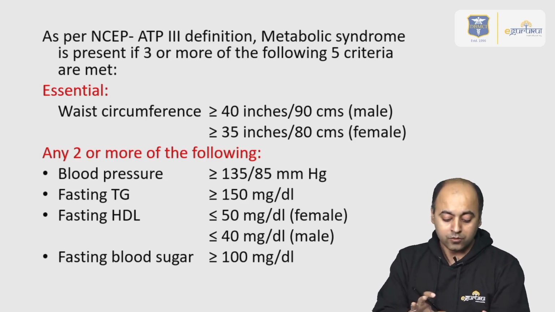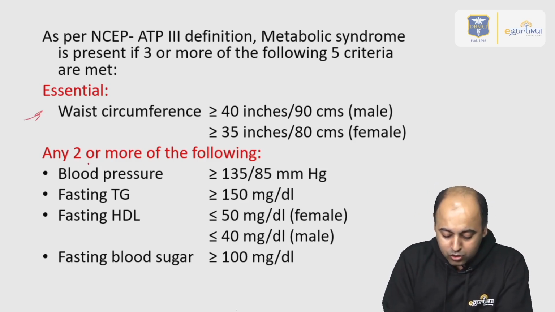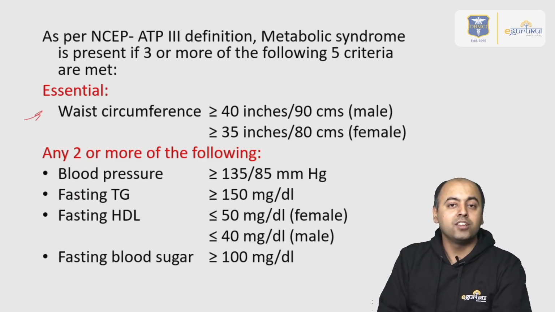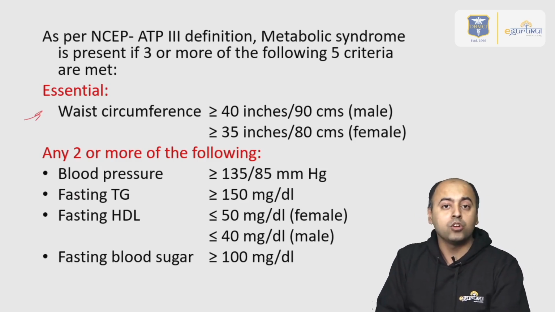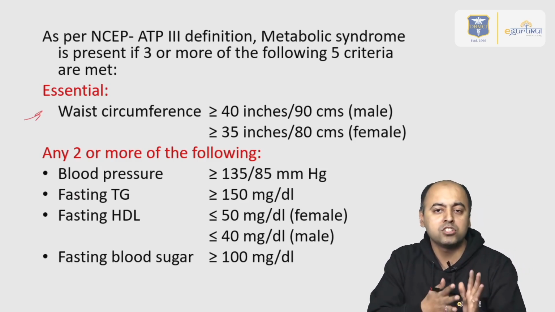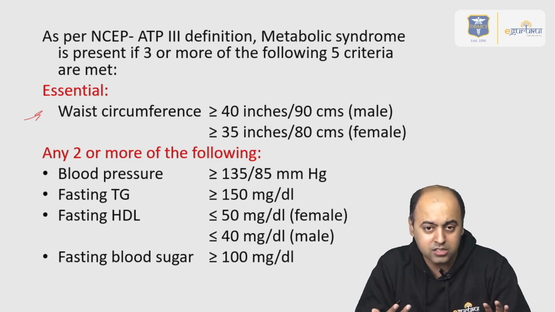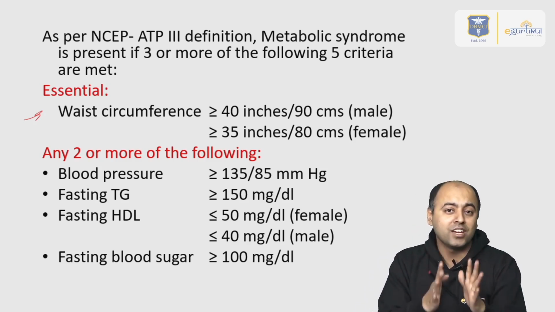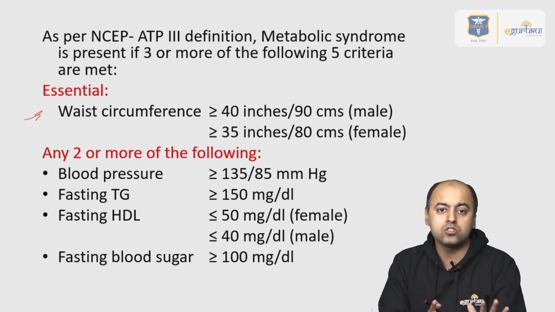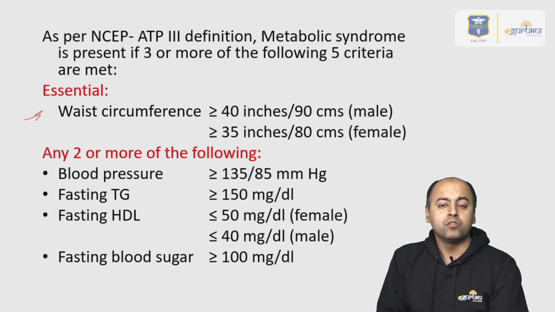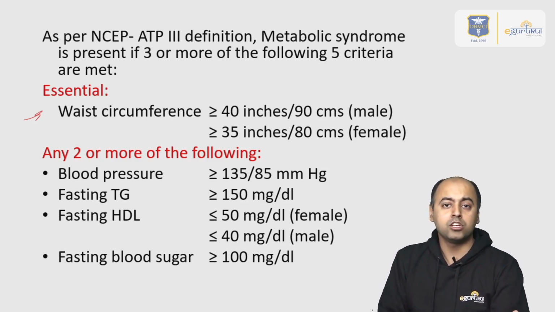Okay, so essential criteria and 2 or more of the remaining 4, if they are present, then we call it the metabolic syndrome. Metabolic syndrome has been associated with a large number of diseases, and that is why this definition is very important. You must know about the criteria which is included in the metabolic syndrome. It is likely to be asked again and again and now.